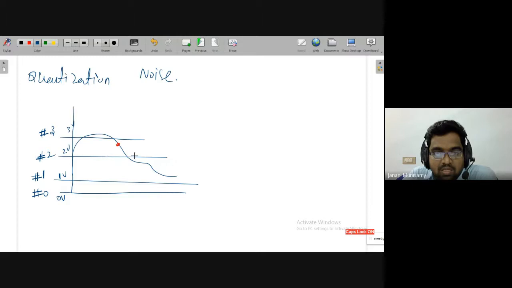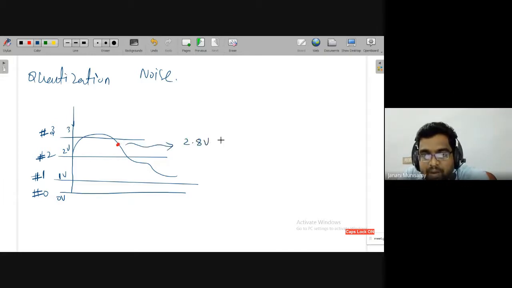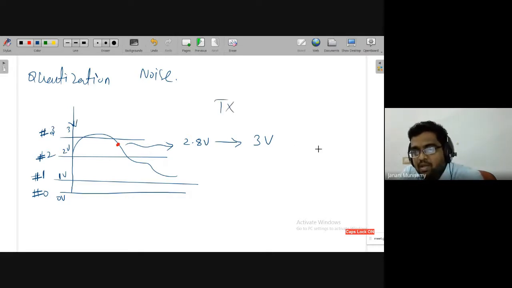So now this sample will definitely be mapped to, see, in reality this value may be 2.8 volt. But when you do the quantization process, this will be mapped to 3 volt. Definitely this will be mapped to level 3. Level 3 means 3 volt. Now we are at the transmitter side. Now when we go to the receiver side, can we recover back 2.8 volt exactly from the 3 volt? That is the question.